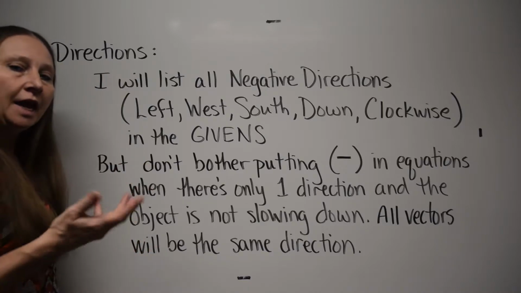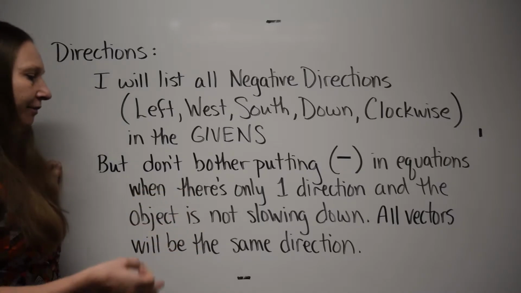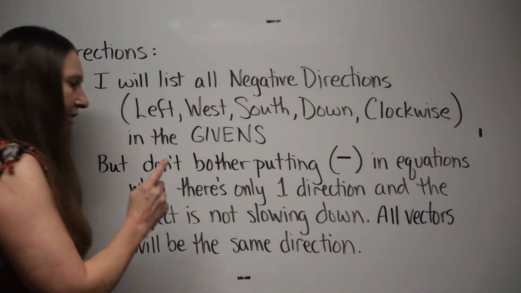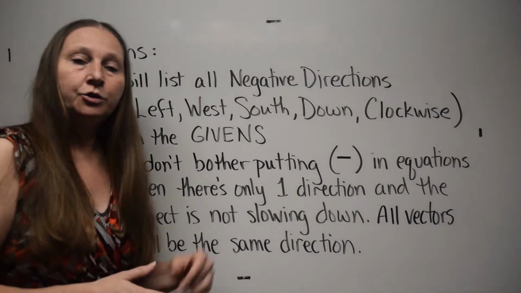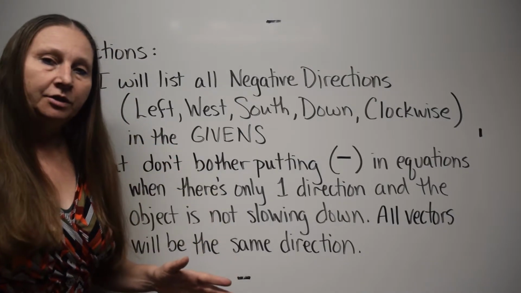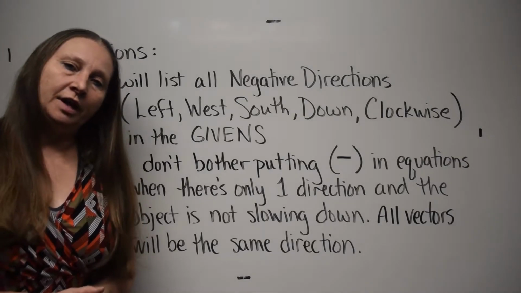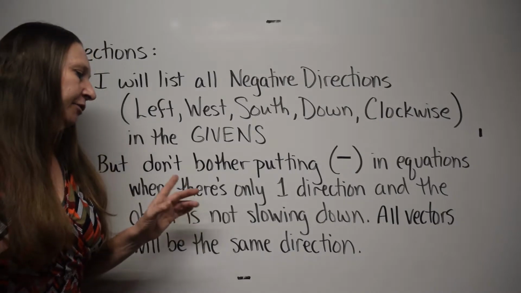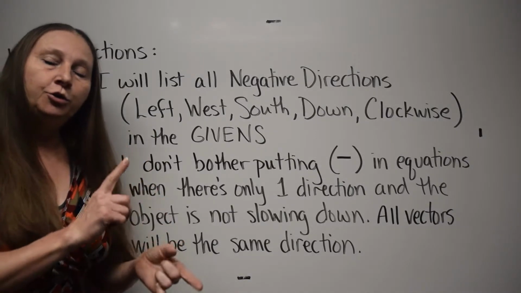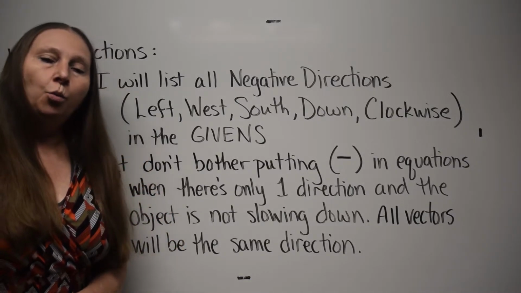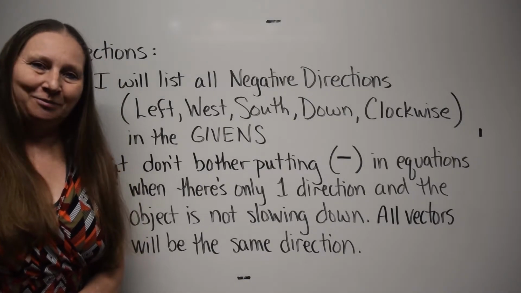If everything's going in the same direction, the displacement, the velocity, the acceleration, and the object is not slowing down, then all the vectors will be in the same direction. So you don't have to put the negatives in the equation. Okay, so we'll make the first 4 examples very simple. Then maybe in the 5th example in the next video, we'll have one problem where there are 2 different directions. And you'll see when it's necessary to put negatives into the equation.